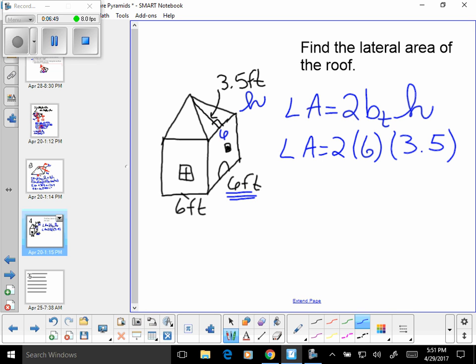Now, you really shouldn't need a calculator for this, because 2 times 3.5 is 7, and 7 times 6 is 42. And in this case, remember, we are finding area, so it's 42 feet squared. And that concludes the lesson on finding surface area of rectangular pyramids.